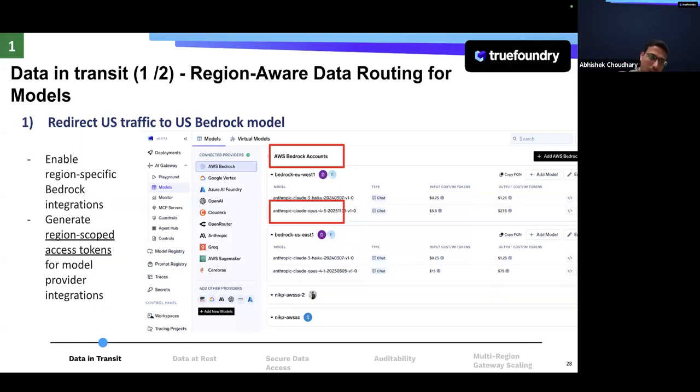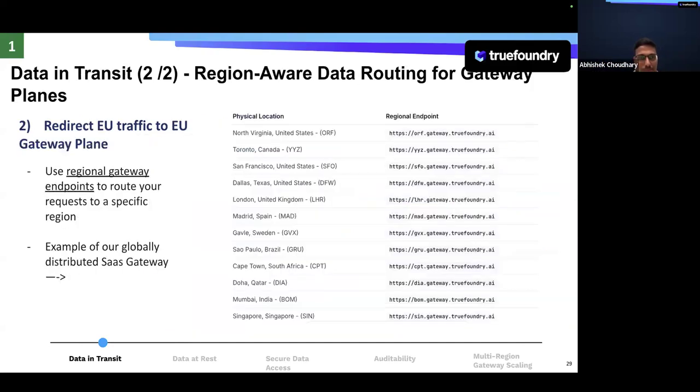I'll go into the product a bit just to explain how these things work. Imagine you are integrating the Bedrock models to the gateway. You can integrate one Bedrock model provider from your AWS US region and one from the AWS Europe region. Even in the US region, you can integrate models from US East and US West, and you can specify in the gateway to load balance between these two models based on latency or availability. And for the Europe models, you can also say that between these two regions in Europe, do automatic load balancing between the two. So you can define those things.